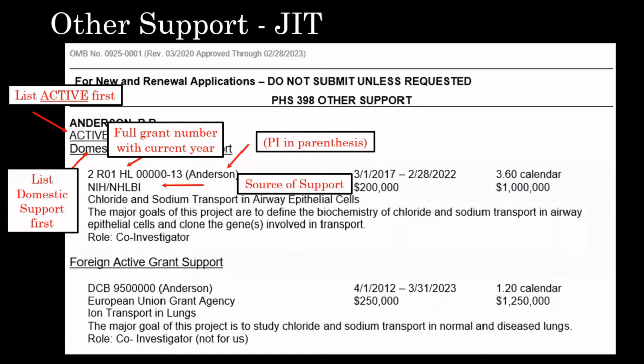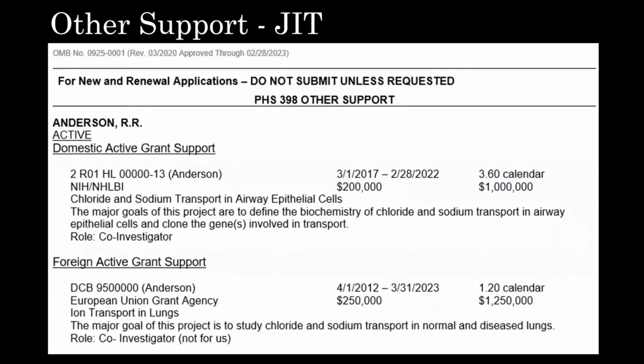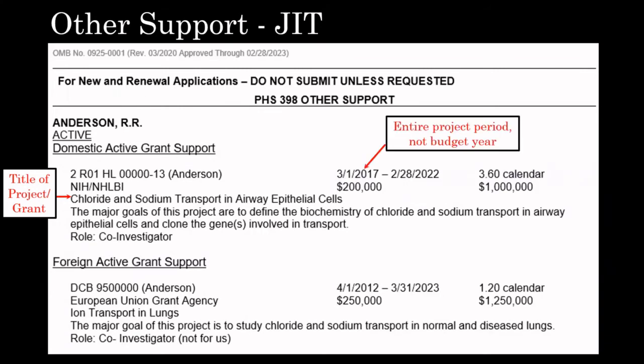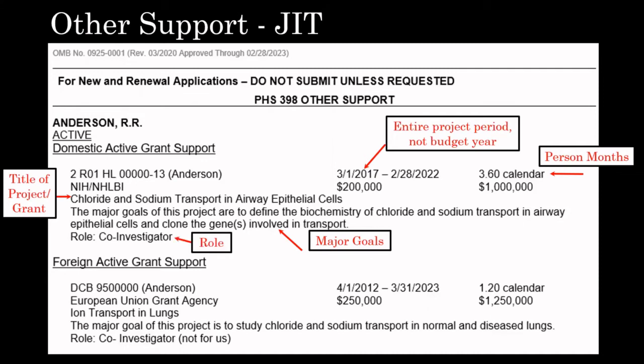The source of support. The title of the project or grant. And you're going to list the entire project period, not the budget year. The person month. The major goals. And the major goals is information that only the PI can provide. What is their role on the project? Are they the PD, PI? Are they a co-investigator, etc.? So always put their role, whatever it was indicated at the time of submission.